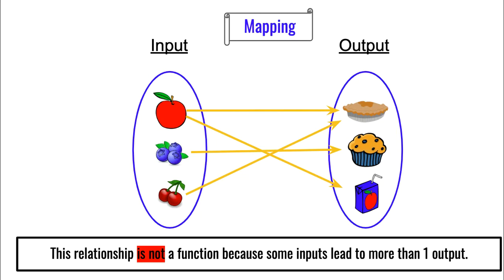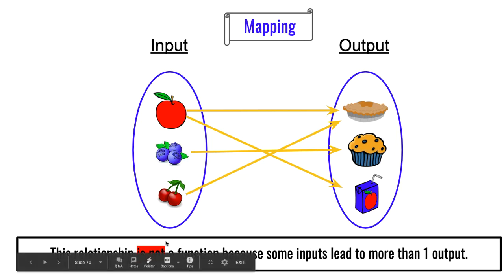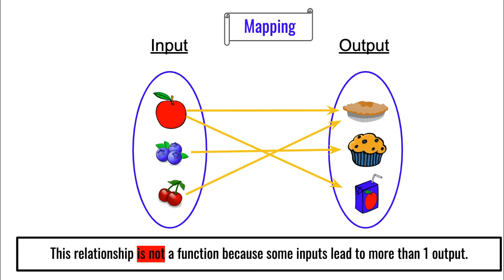So if we look back at our mapping, now we see that our apple is not just leading to an output of pie, but our apple is also leading to an output of juice. And that makes this relationship not a function because some inputs are leading to more than one output. So this is an example that's not really very mathematical, but let's go back to a little bit of math.